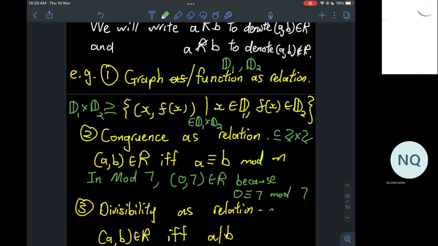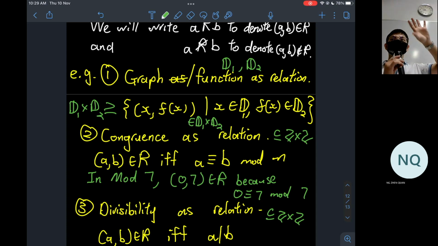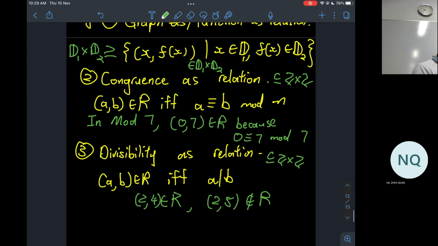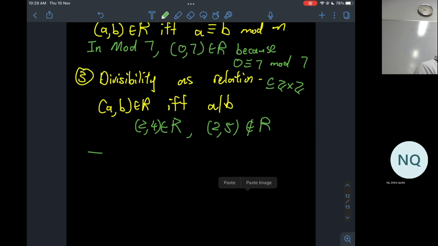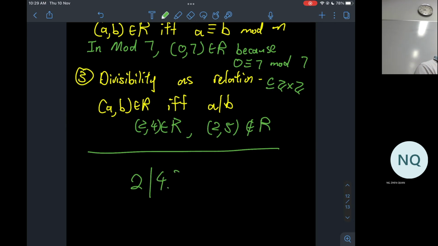Similarly for divisibility, Z cross Z. Everything we studied before just lives in the world of integers, the congruence, the divisibility. We only define them on integers. If you really notice, we didn't define what 2 divided by 4.3 is. Nothing like this. So everything lives in the integers.